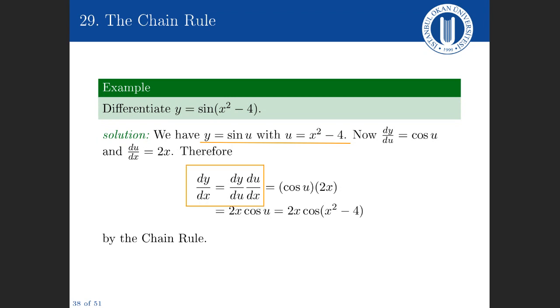The chain rule says dy/dx is equal to dy/du times du/dx. dy/du is cos u, and du/dx is 2x. So we have 2x multiplied by cos u. But we're not finished yet. Our final answer shouldn't include u, so we need to substitute in for u and write down the final answer, 2x cos of x squared minus 4.